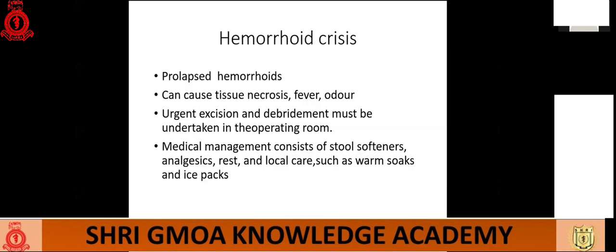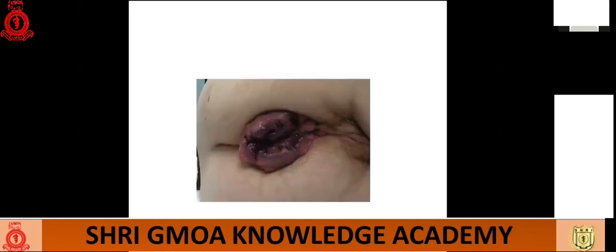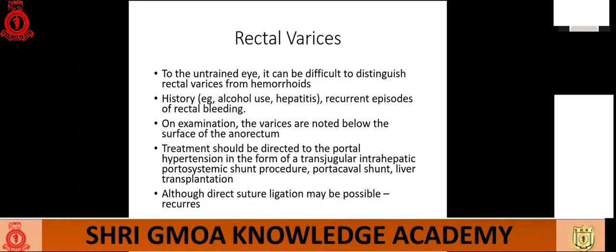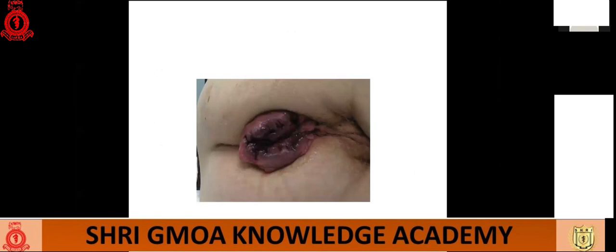So hemorrhoid crisis, we commonly say it's prolapsed thrombosed hemorrhoids. These patients come with severe pain, tissue necrosis, and evidence of sepsis. They need adequate pain relief, and we have to try stool softeners and apply warm soaks or ice packs to reduce the inflammation. We can start antibiotics as this is a prolapsed hemorrhoid. And if it is not responding to medical therapy, then subtotal hemorrhoidectomy should be done.